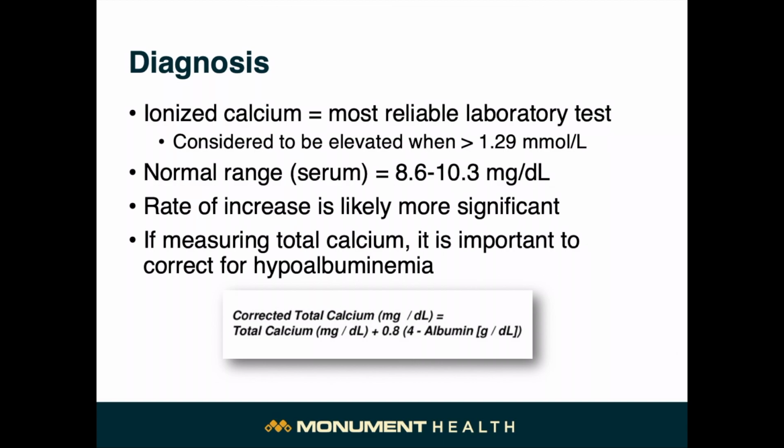It's also important to remember that if we're measuring the total calcium, we need to correct for hypoalbuminemia with the equation listed there. This is going to be the corrected total calcium that's equal to our total calcium plus 0.8 multiplied by 4 minus the measured albumin level.